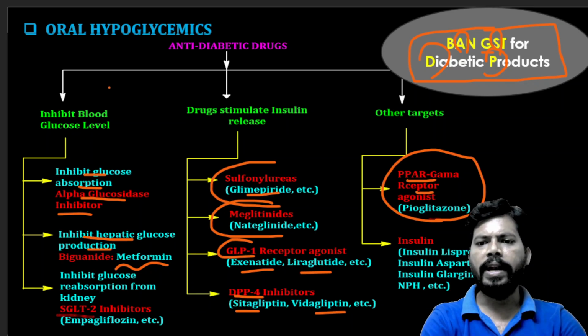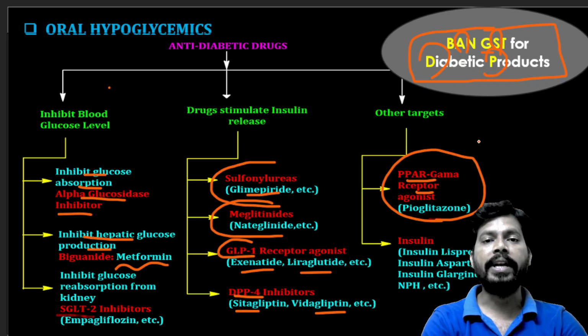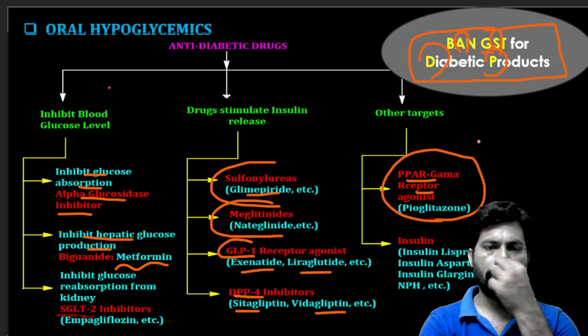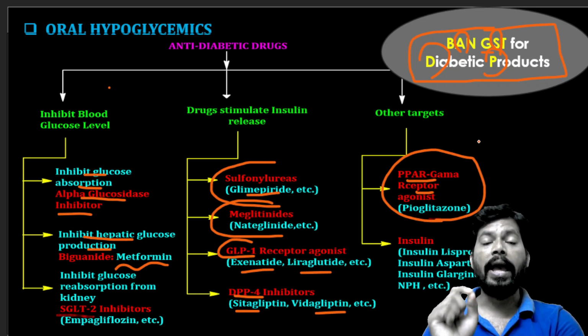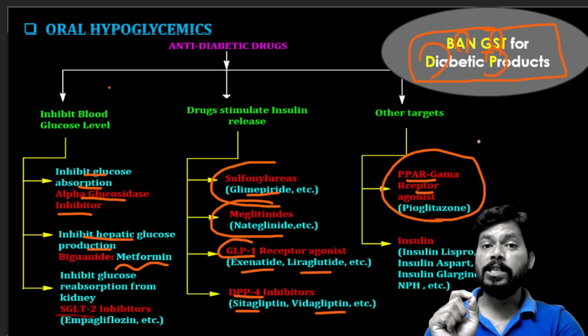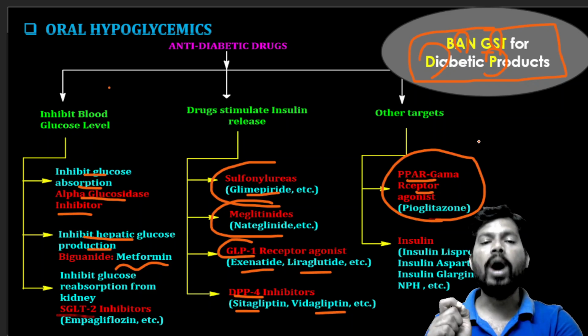And finally, letter P is nothing but pramlintide. P-R-A-M-L-I-N-T-I-D-E. You can search the spelling in the Google bar or wherever it may be. Pramlintide is an amylin analog. Especially it causes a feeling of satiety. Feeling of satiety means not hungry.